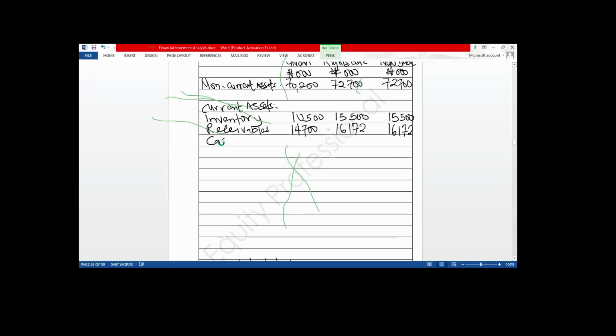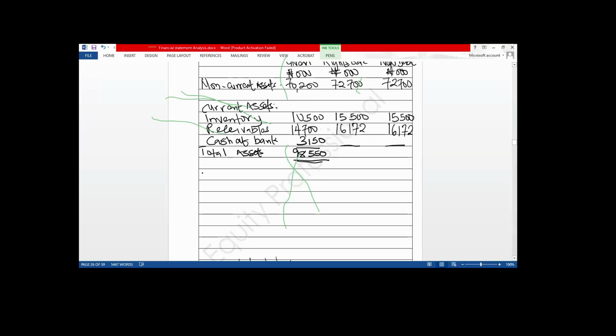I'll pick my cash at bank, 3,150. I don't know the figure here yet, so I'll leave that open. Then get the total assets by summation: 7,200 plus 10,500 plus 14,700. This will give you 89,550. You can't close this yet, we don't know the figure yet.